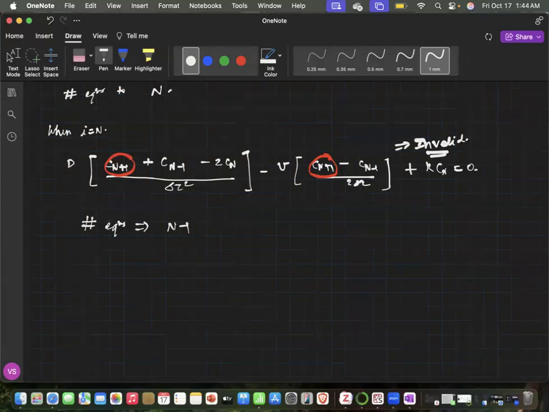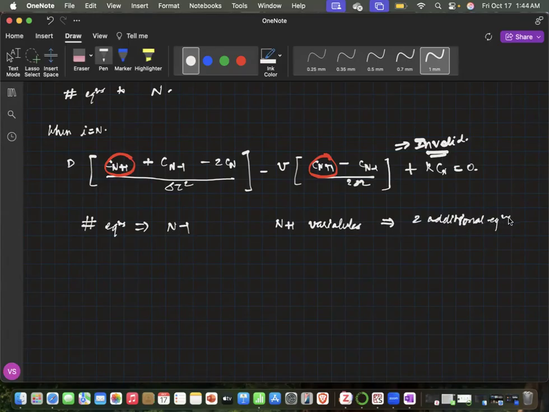And we have n plus 1 variables. So this means we need two additional equations, right? We need two additional equations. So now let's break the suspense. Now to get those two additional equations, we go to the two boundary conditions.